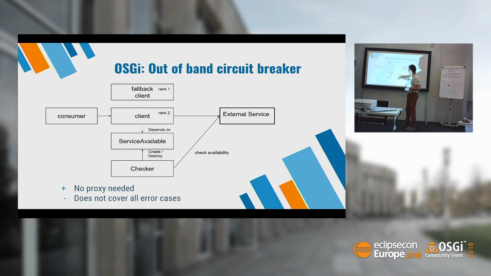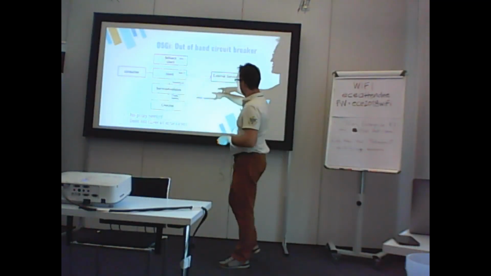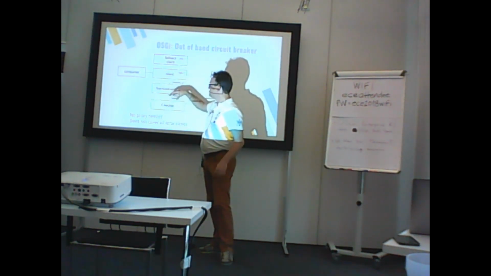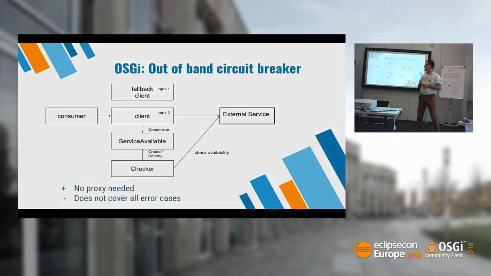And this checker creates and destroys a marker service that just says your external service is there or it's not there anymore. And your client just needs one additional mandatory reference to this interface of the marker service, and automatically a system like declarative services with this individual component lifecycle then takes down your service, your client, which is also a service, when your marker service is not there anymore, and brings it up again when it's there.